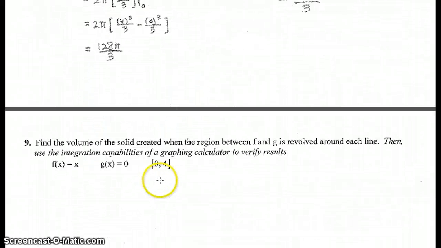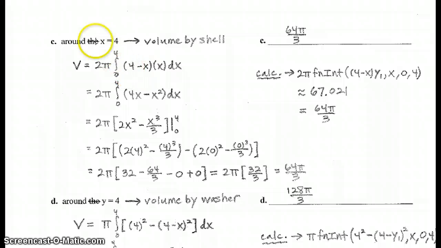So if I scroll back down here to the work, here's the integral, 2 pi times the integral from 0 to 4 of our radius, 4 minus x, times our height, x, dx. In this case, in order to integrate it, we have to distribute the x. So we get 4x minus x squared. This is pretty easy to integrate.